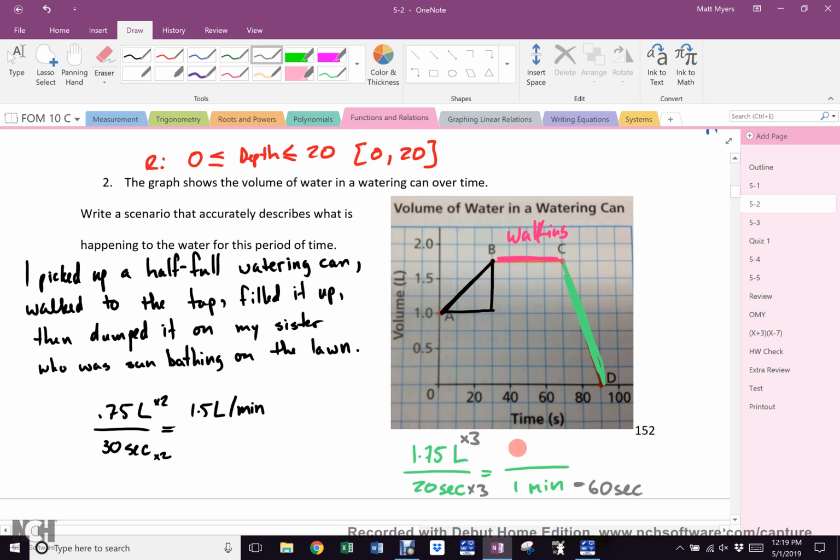$3.25? 5.25 liters per minute. And my poor little sister is soaked. Everybody got it? Easy peasy lemon squeezy, right? Let's prove it, shall we?